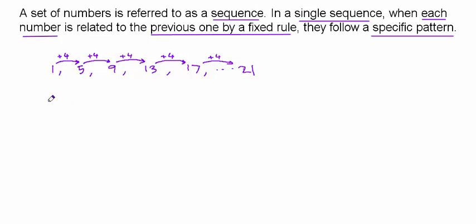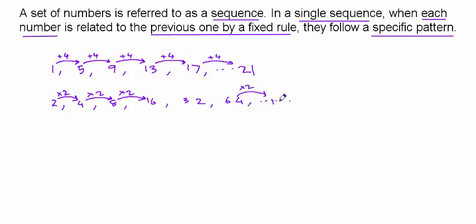Let's look at another sequence. Let's say the first number is 2, then 4, then 8, 16, 32, 64 and so on. Can you recognize the specific pattern in the sequence of numbers? It's multiplication by 2. You multiply one number by 2, you double each number to get the next number. So 2 times 2 is 4, 4 times 2 is 8, 8 times 2 is 16 and so on. So you know the next number after 64 is going to be 64 times 2, which is 128.